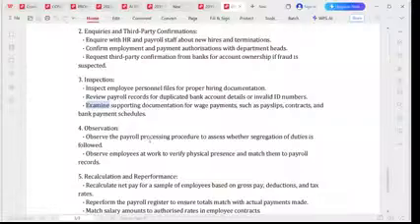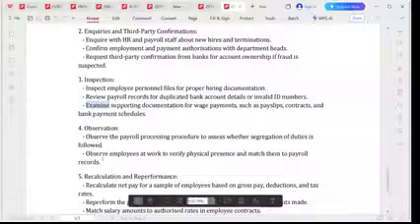Observation: observe the payroll processing procedure. Remember, with observation you're looking at people in action. There's a difference between inspection, where things are stagnant and you're checking records, and observation, where you're looking at things happening. So we have a payroll department. Just go and hang around there, as an auditor, to see what happens. Is there segregation of duties? Observe employees at work to verify physical presence and match them to payroll records.